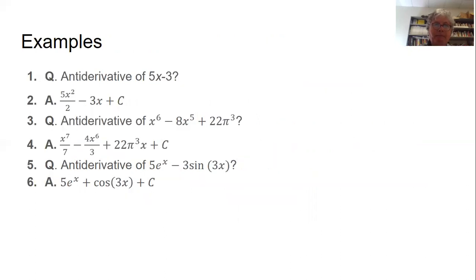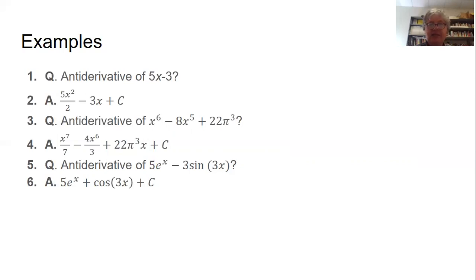Okay. So let's finish off by doing some examples. What's the antiderivative of 5x minus 3? Well, the antiderivative of 5x is 5x squared divided by 2. The antiderivative of minus 3 is minus 3x, and I'll just throw in the plus c.